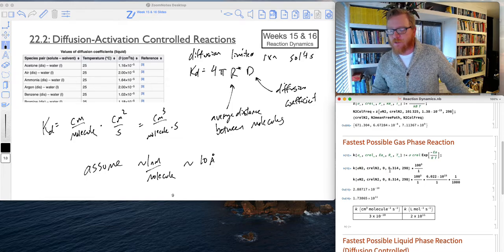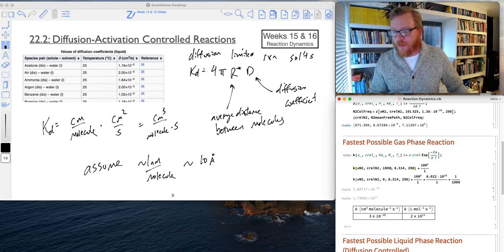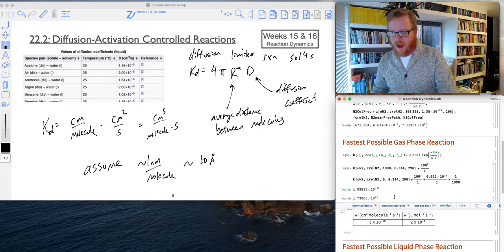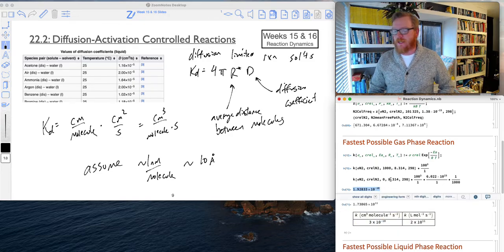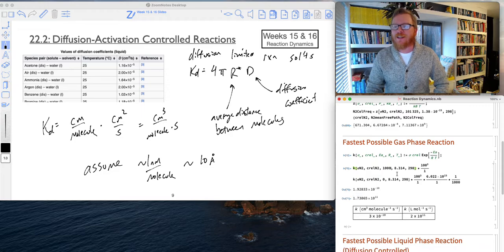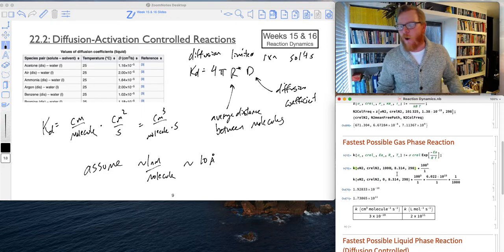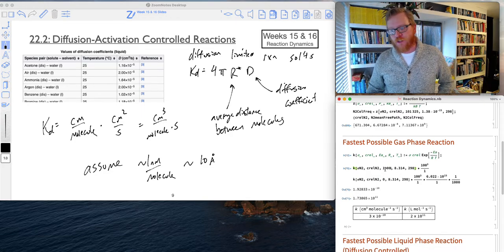So here I assumed an activation energy of 0. But what if I had an activation energy of 1 kilojoule per mole? So I'll put 1,000 in there. Okay, and we'll reevaluate this. Okay, so there we go. So with 1,000 joules per mole, instead of it being 3 times 10 to the minus 10, it's now 2 times 10 to the minus 10. Well, 1 kilojoule per mole is pretty small. That's not a very large barrier.